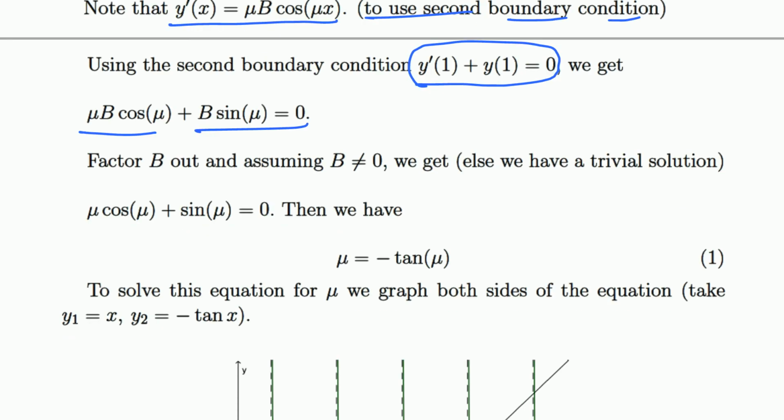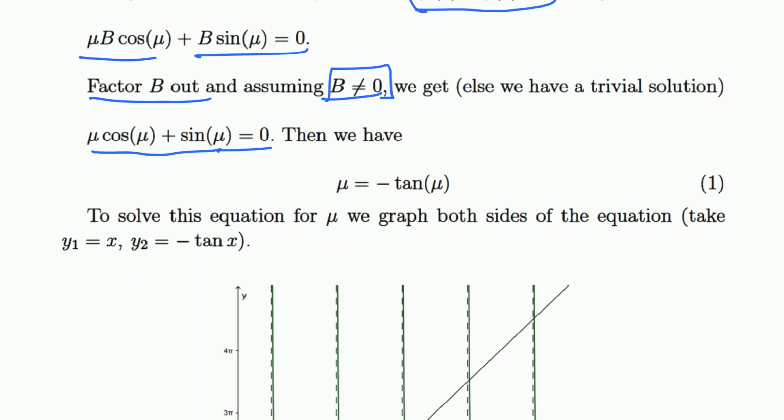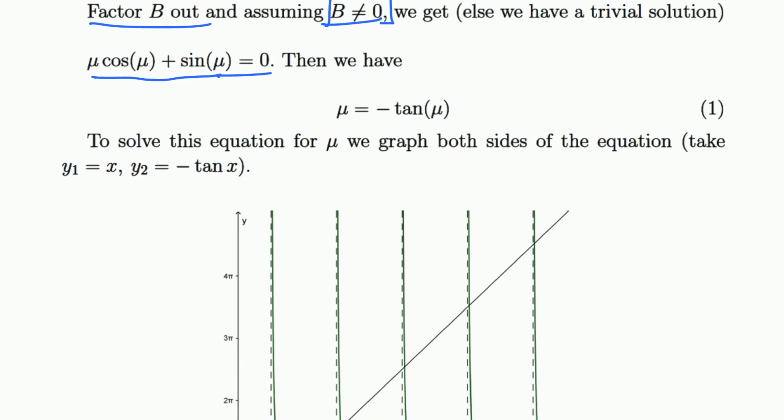Let's solve for b. Factor b out like earlier, and for now assume b is not 0. If b is 0, then we get 0 equals 0, so we get a trivial solution. So to get a non-trivial solution, we don't know if it is possible, but for now let's assume b is not equal to 0. Then we get mu cosine mu plus sine mu equals 0. Let's move sine mu to the other side and divide by cosine mu, so we get mu equals negative tangent mu.